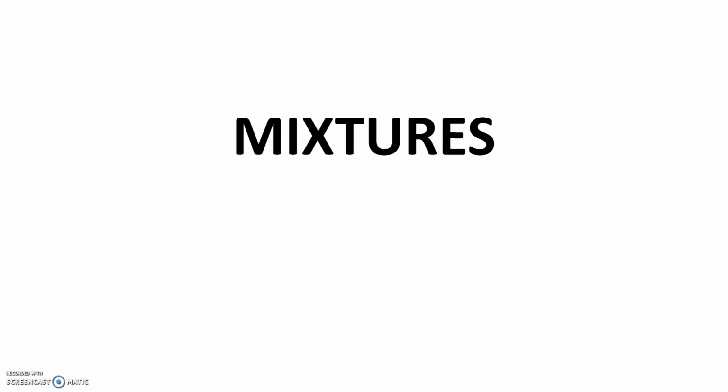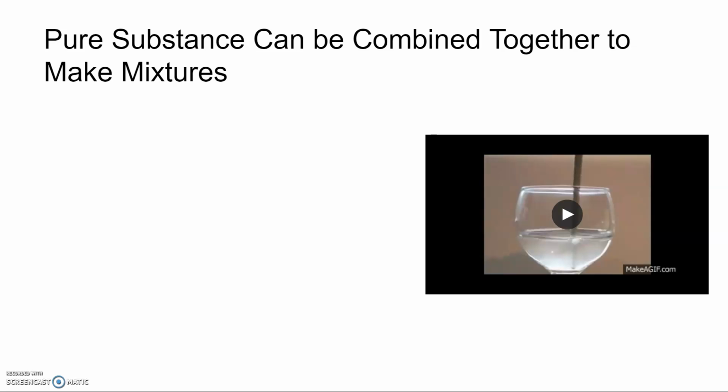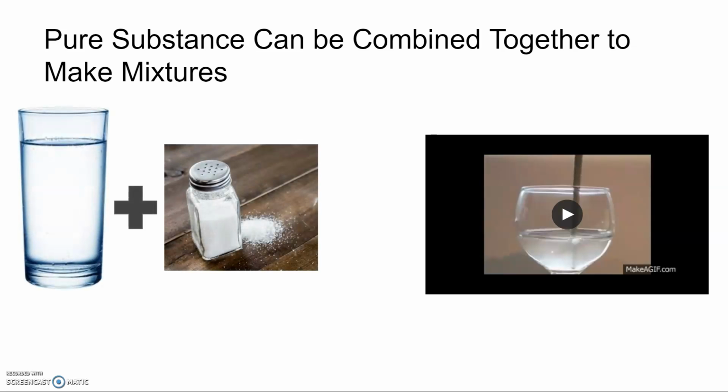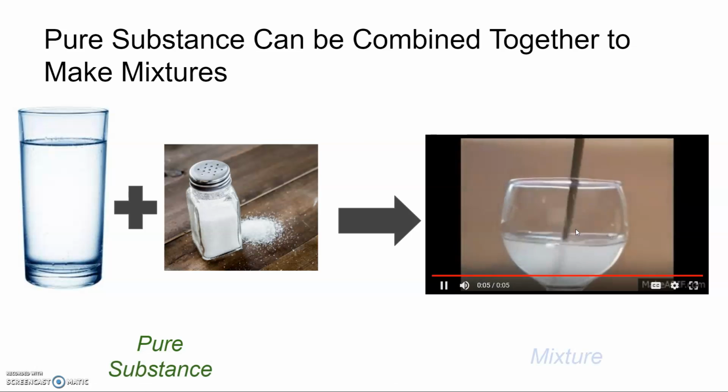All right, so we talked about pure substances. Now let's go into mixtures. So pure substances can be combined to make mixtures. Let's take, for example, water and salt. These are two pure substances. And if you mix them together, you can make a mixture of salt water.